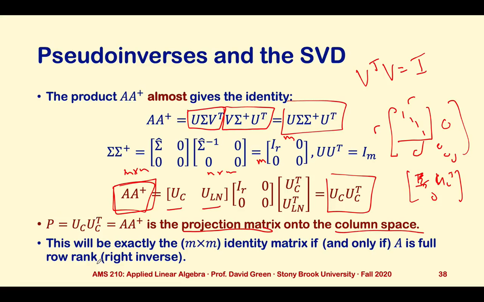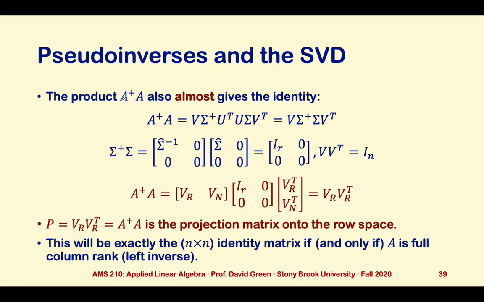When we have full row rank, then this will actually give us the identity matrix, and we can say that A plus is a right inverse. But for any case, AA plus is a projection matrix onto the column space. We can do exactly the same analysis of the product A plus A. This gives us V sigma plus sigma V transpose. Sigma plus sigma, by exactly the same logic, also gives us a matrix with an R by R identity block, and then zeros, but it's in an N by N matrix instead of M by M. VV transpose would give us IN if this middle product was the identity. It's not quite the identity, it's only close to it, and so we again have something that's almost the identity, but not quite.